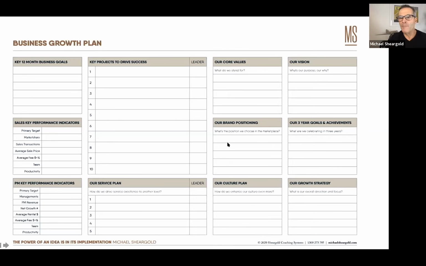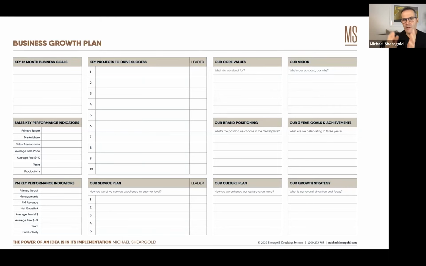And what's our brand positioning? What position do we choose or want to own in the marketplace? Once again, they might be bullet points or a statement as to what we want to own. And then what's our culture plan? How do we want to enhance our culture even more? So this is a really cool framework on this right-hand side of the plan that gives us an immense amount of clarity and focus, looking at the bigger picture.